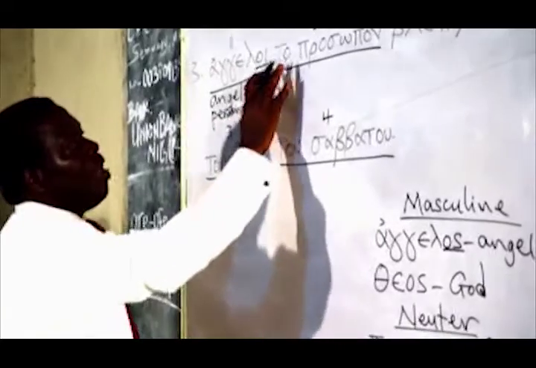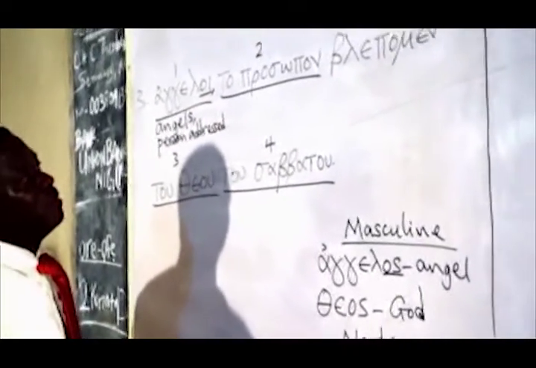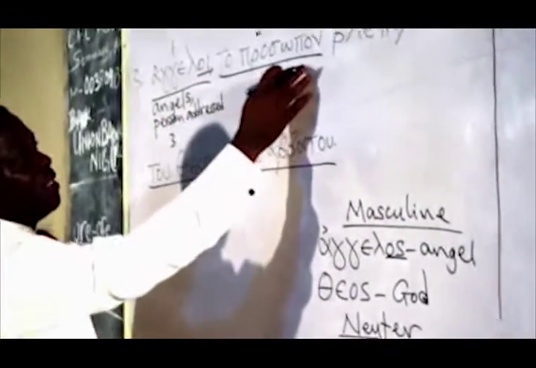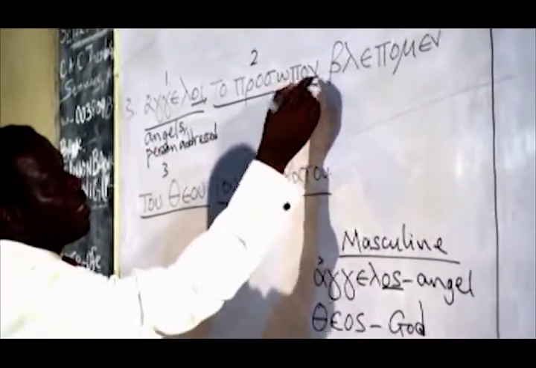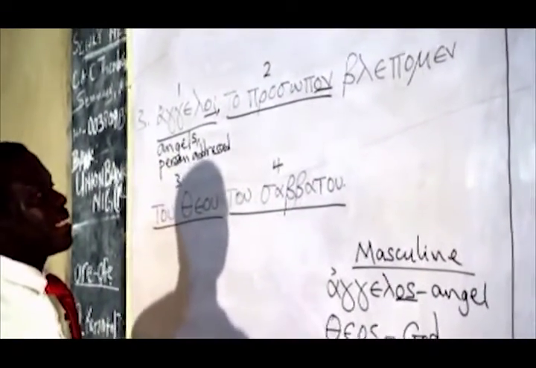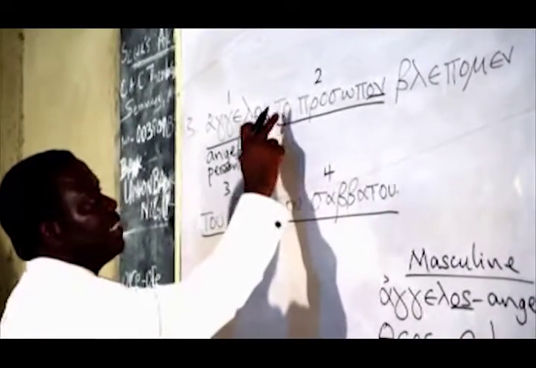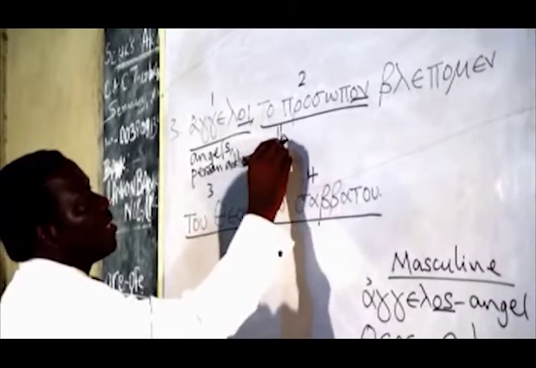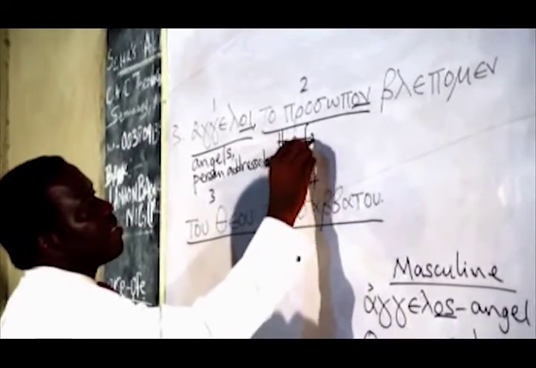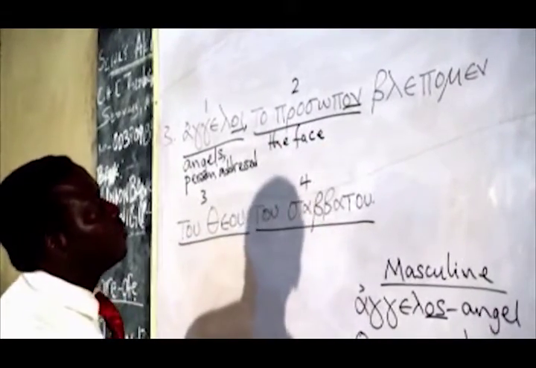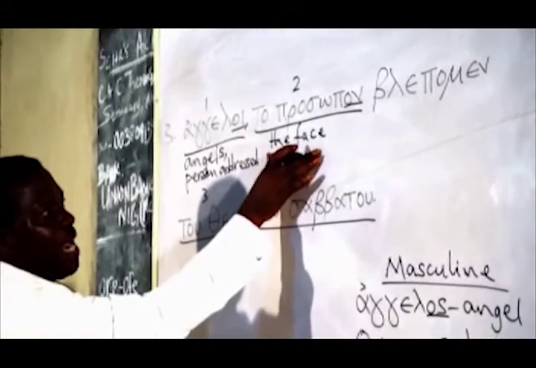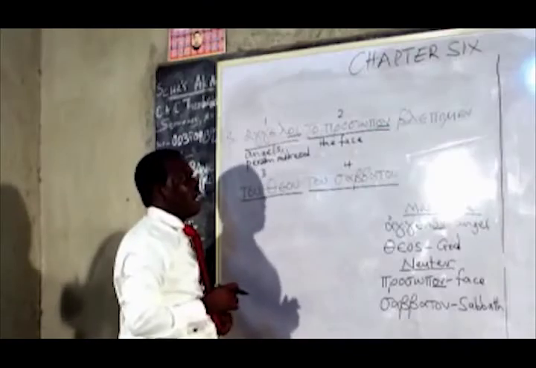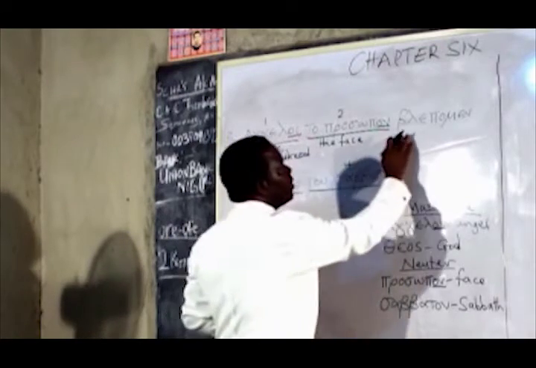Then we now have to prosopon. To prosopon is singular and it means face, face with the article. This is a neuter article, so it means the face. Now, we'll wait for a while before we identify the function. We'll come to the verb.